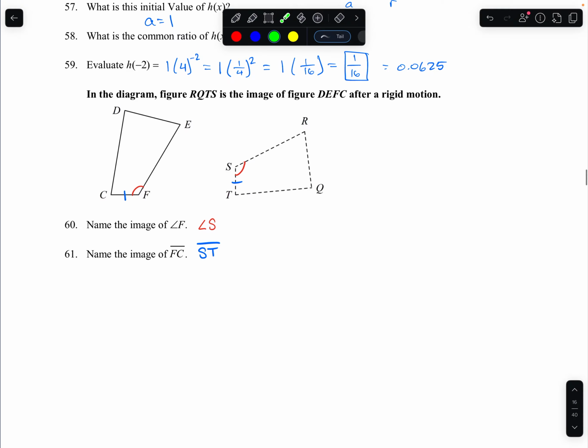All right, we have a diagram. This is from our chapter 8. We have figure DEFC, and we are doing some rigid transformation to get figure RQTS. What's the image of F? Well, F is that obtuse angle. It matches up with S. So I'm just asking you to pair up corresponding parts of the pre-image and the image. FC is this short side here. The short side here would be ST.